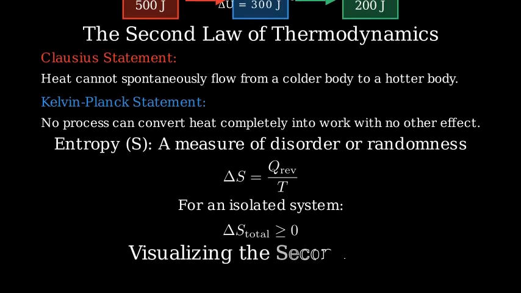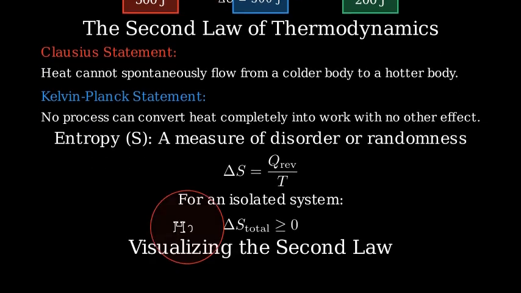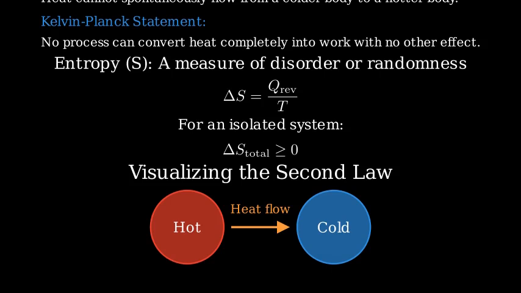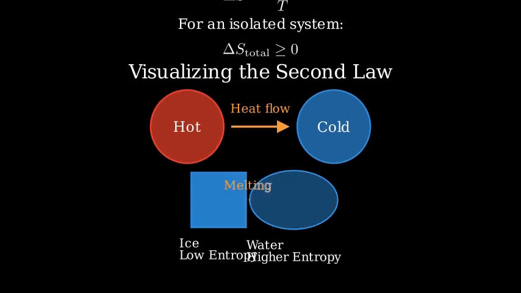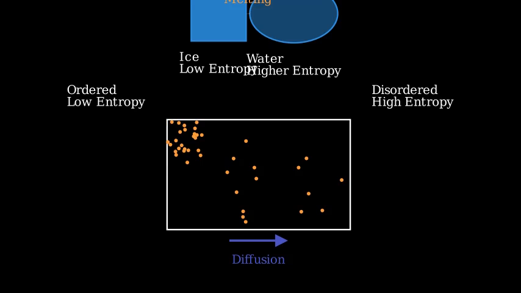Let's visualize the second law with some common examples. First, let's consider heat flow. When a hot object is placed in contact with a cold object, heat naturally flows from the hot object to the cold object, never the reverse. Another example is ice melting in a warm environment. The ice cube, which is a highly ordered structure, transforms into liquid water, a less ordered state, increasing the overall entropy. Finally, consider gas diffusion. If we release a gas in one corner of a room, it will naturally spread out to fill the entire space, increasing disorder and entropy.